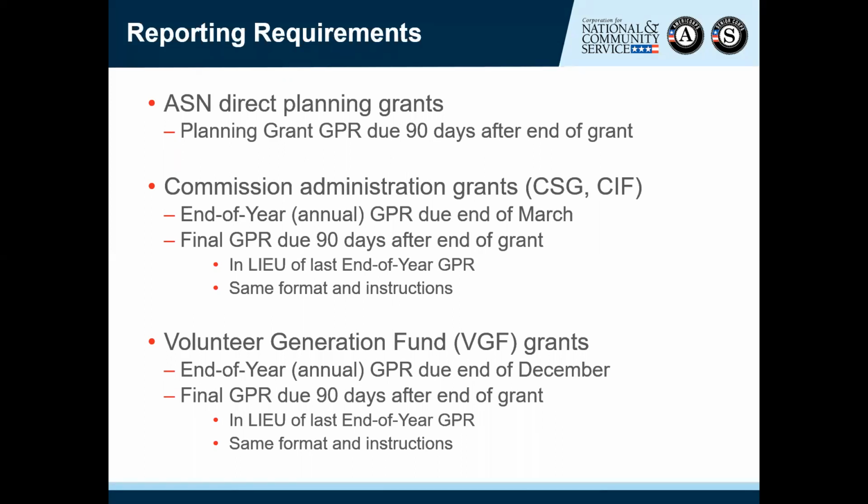Their final GPRs are all due 90 days after the end of the grant, plus those no-cost extensions if applicable. The final GPRs are in lieu of the last end-of-year GPR. That means they take the place of the last end-of-year GPR. So in practice, a final GPR for these grants looks no different than an end-of-year GPR. Same format, same instructions, and so forth. The only difference is the due date. For the final, it would be 90 days after the end of the grant period rather than a fixed due date.